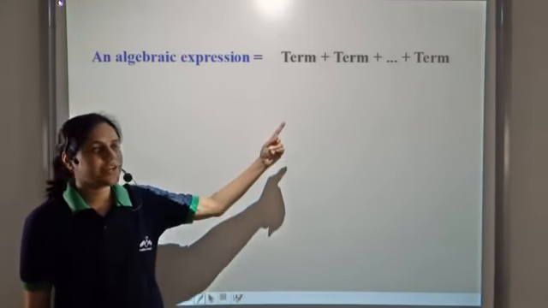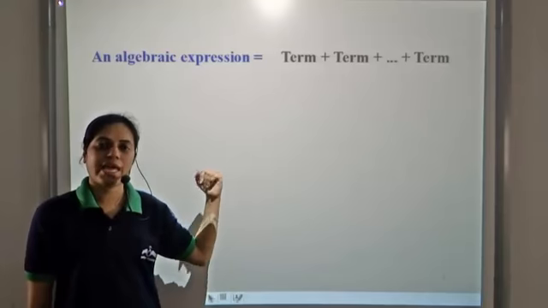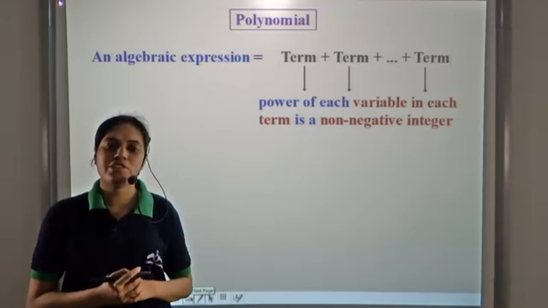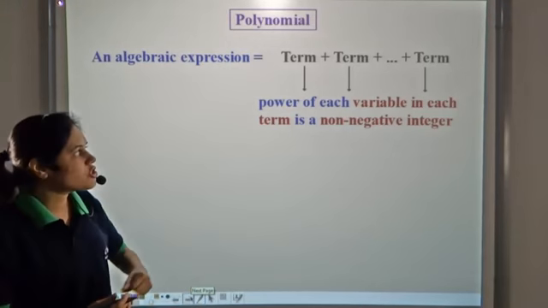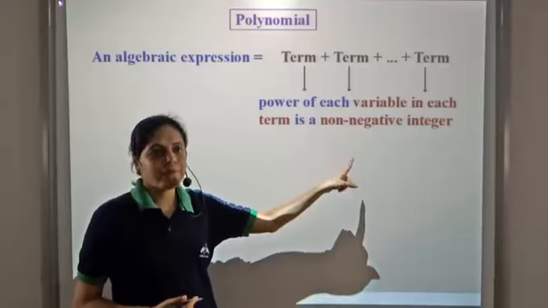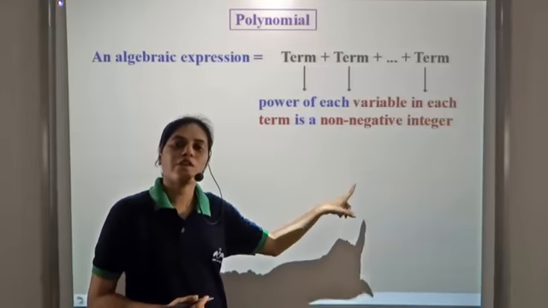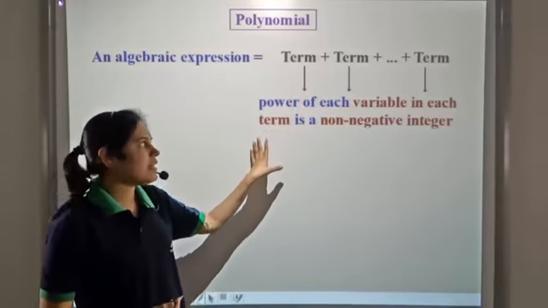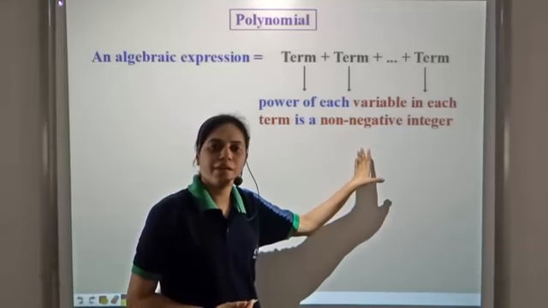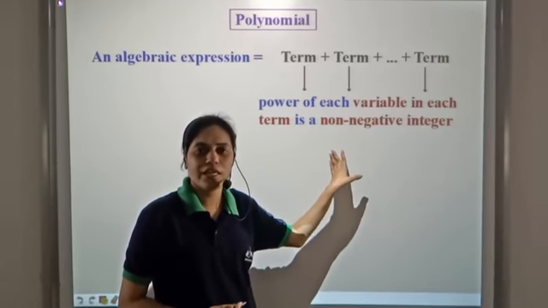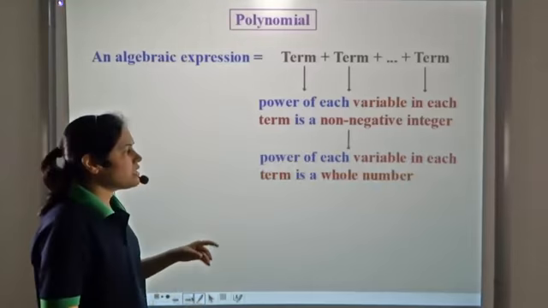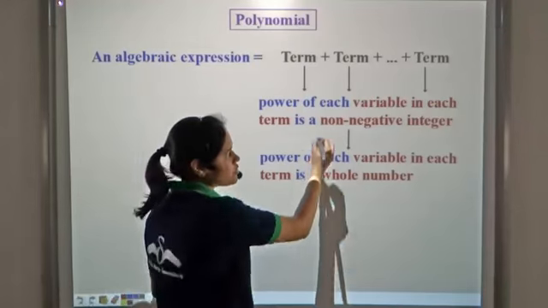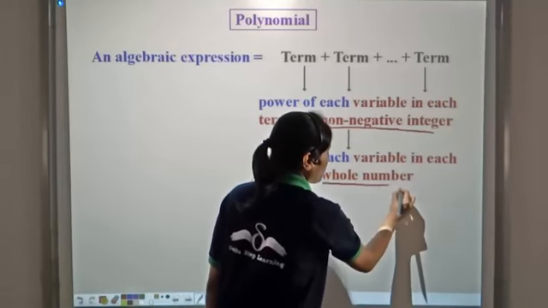Recall that when terms add up, they form algebraic expressions. Now, polynomials are special types of algebraic expressions in which the power of each variable in each term is a non-negative integer. So, we consider each term and we check whether the power of each variable in each term is a non-negative integer. That is, the power of each variable in each term is a whole number.